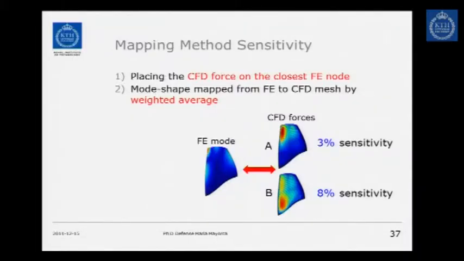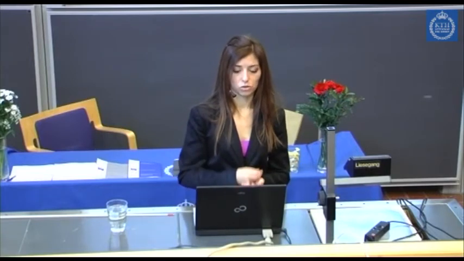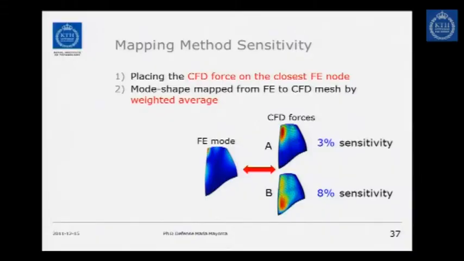So for this, we have 2 cases. On one case, we can take the CFD force and put it into the finite element model. For this, we can take the closest node and put it there. And then the other way to do it could be to have the mode shape mapped into the CFD mesh. In this, we use a weighted average, so there is no need to move forces around there.